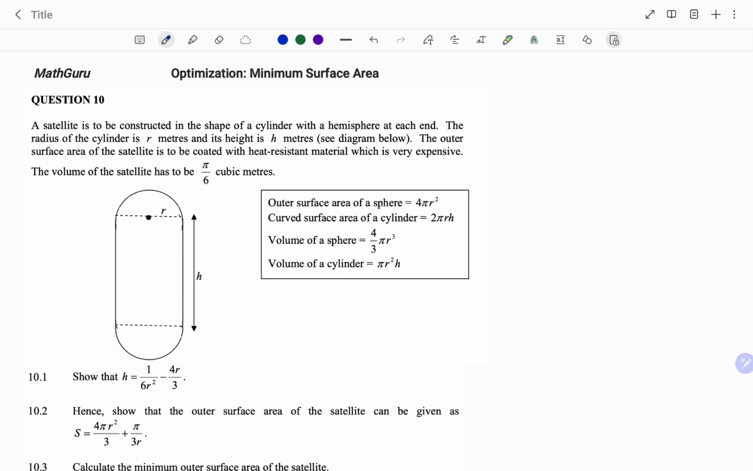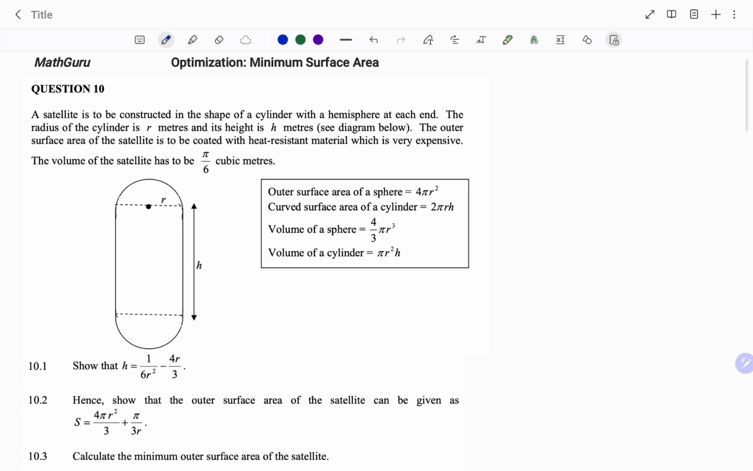We have to show that h equals 1 over 6r squared minus 4r over 3, and show that the outer surface area of the satellite can be given as S equals 4 pi r squared over 3 plus pi over 3r. The last part of the question says calculate the minimum outer surface area of the satellite. We're going to start with the first part of the question, which says show that the height h equals 1 over 6r squared minus 4r over 3.